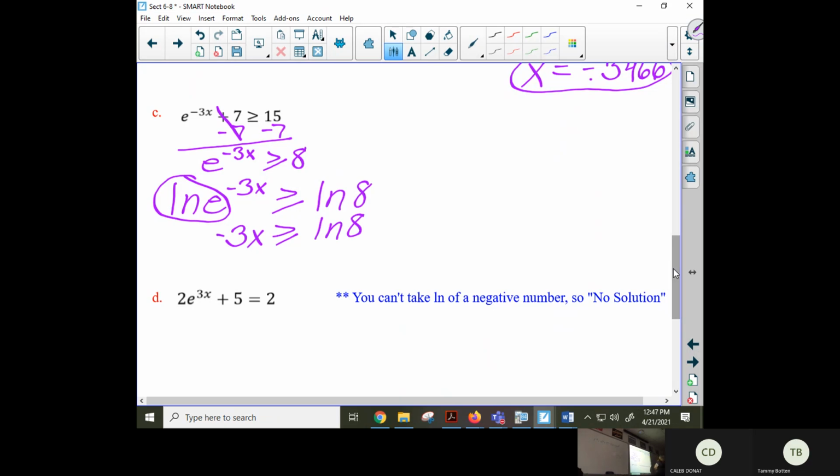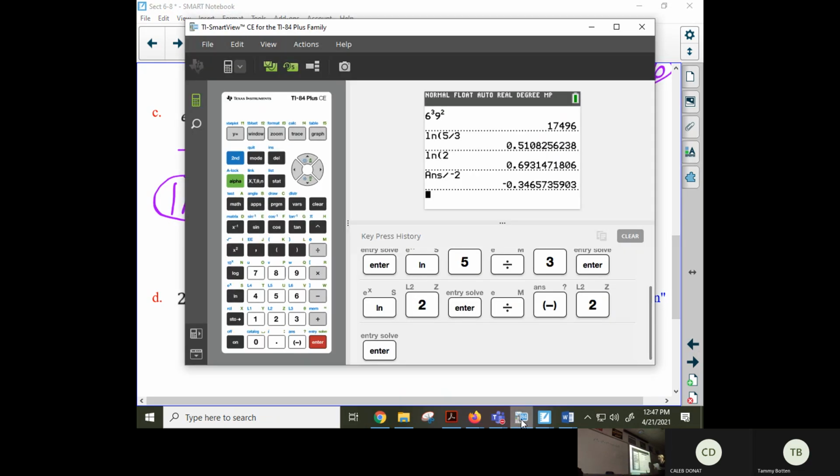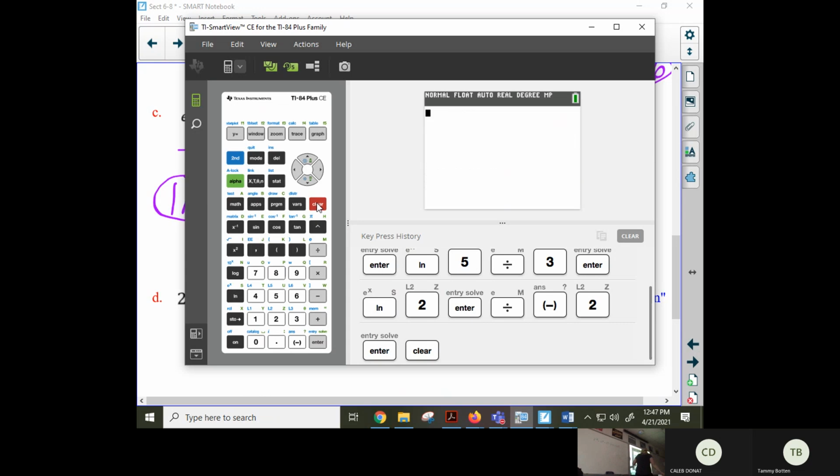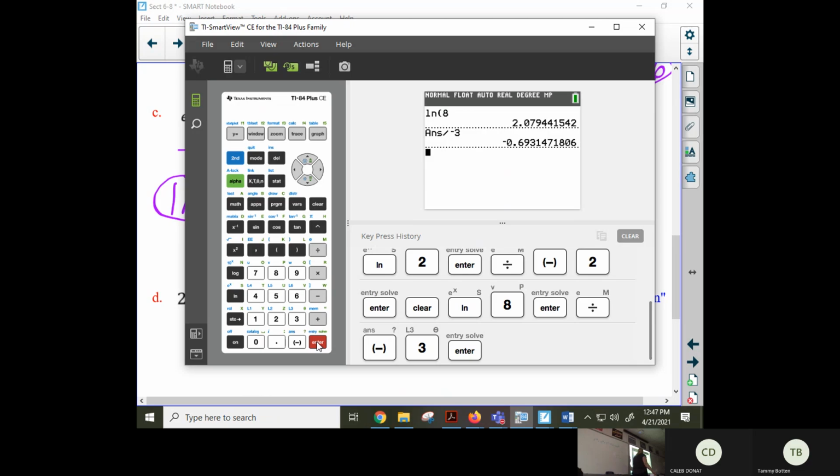What would I do to solve for x? Divide by a -3. Do I have to do something when I do that? Switch the sign. So I'm going to get x is less than or equal to, and we're going to just go to our calculator and type in natural log 8, enter, or parentheses, divided by -3. Natural log 8, enter, divided by -3. Did you guys get -0.6931? All right.